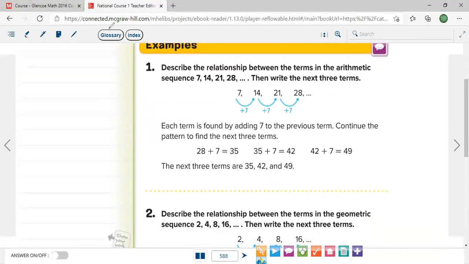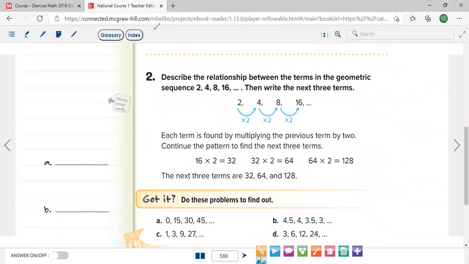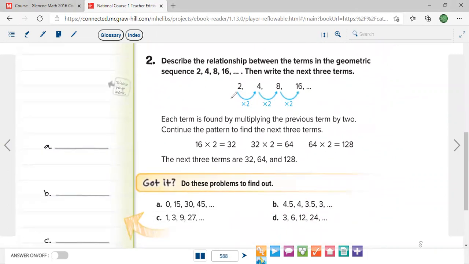Like example 1, 7, 14, 21, 28. You discover that we are adding 7 all the time, so you can deduce the next number, which should be 35, then 42, then 49, and so on. Like this sequence, for example, 2, 4, 8, 16, you discover that multiply by 2, multiply by 2, multiply by 2. So if you continue multiplying by 2, you can find 32, 64, 128, and so on. See how easy the lesson is?